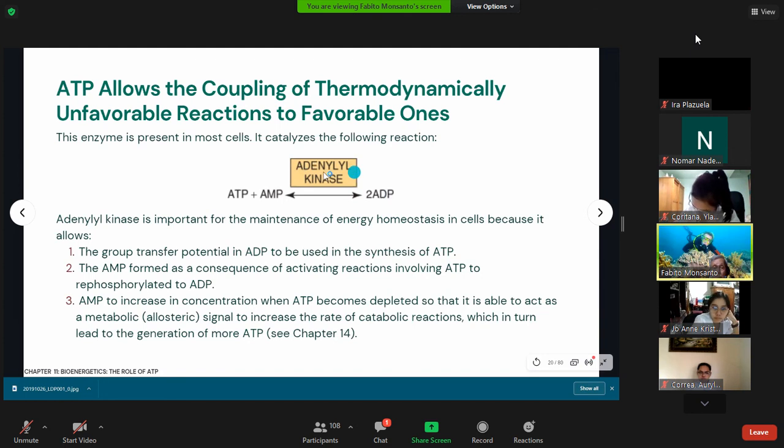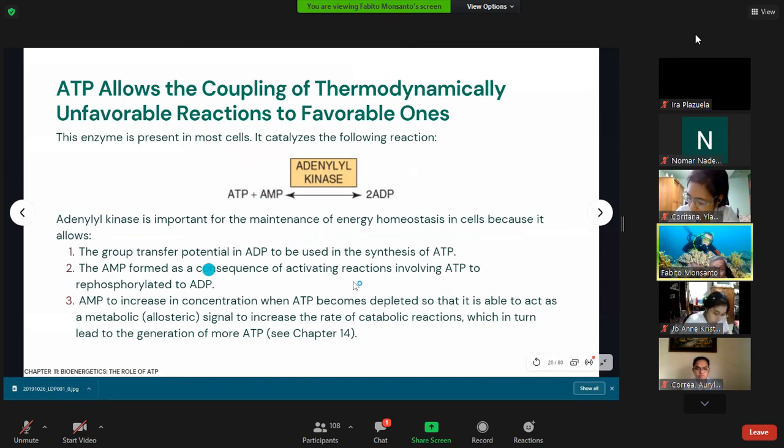This is catalyzed by adenylyl kinase, not cyclase, I'm sorry. Adenylyl kinase is important for maintenance of energy homeostasis in cells because it allows group transfer potential and ATP to be used in the synthesis of ATP.